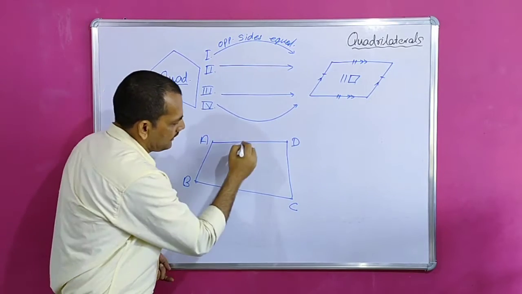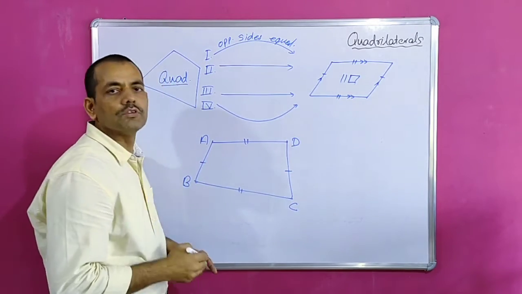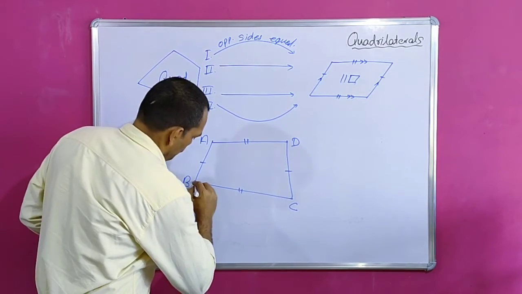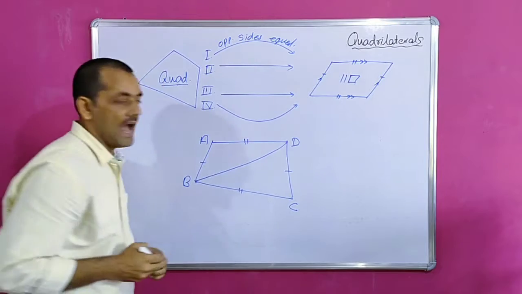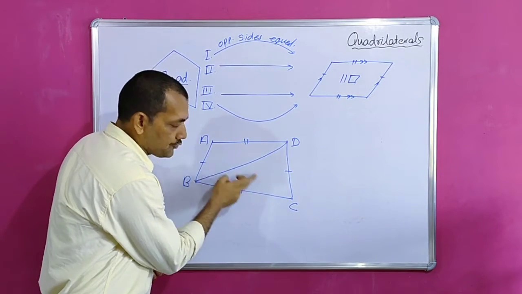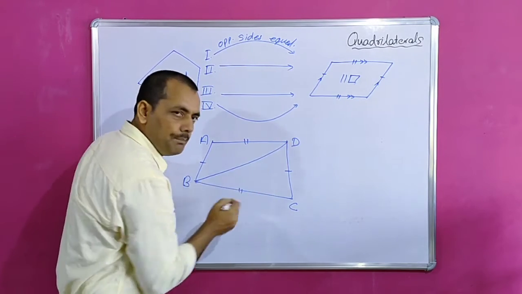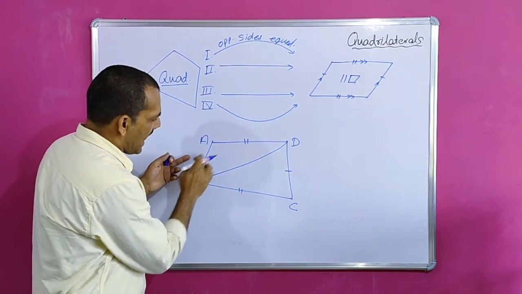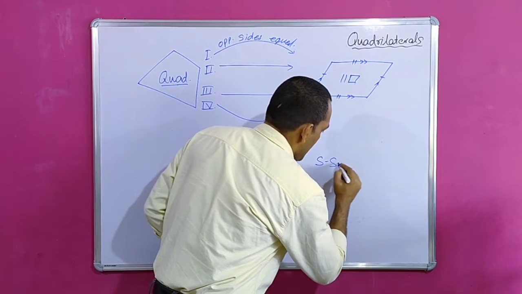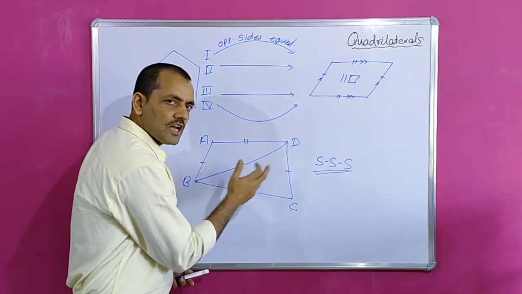Now it is given that this side is equal to this side and this side is equal to this side. To prove this is a parallelogram, we'll draw this diagonal. As a result there are 2 triangles, where side BD is common, and these 2 sides are equal to these. So using the SSS congruency property of triangles, these 2 triangles are congruent.